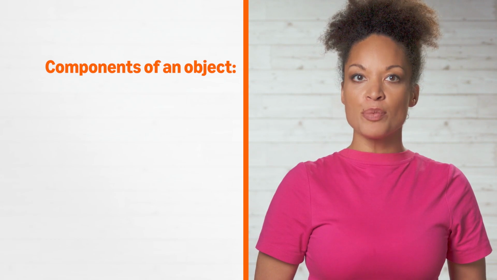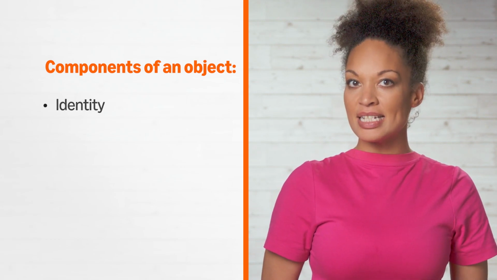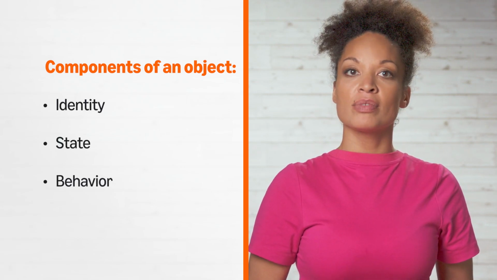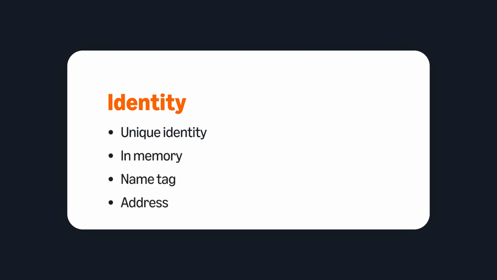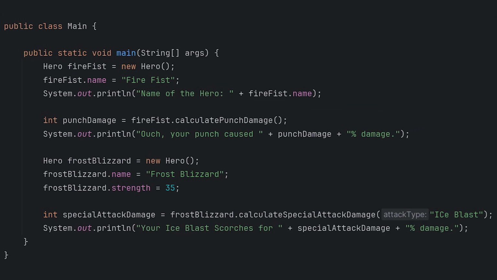Now it's time to break down the components of an object. Every object has three components: identity, state, and behavior. Let's examine each component in more detail. First, there's identity. When you create a hero object using the Hero class, it gets a unique identity in your computer's memory. Think of it like giving each hero a distinct name tag and an address. Remember, in your code, you created hero objects, fireFist and frostBlizzard. Although they belong to the same class, they are separate objects with unique places in the memory.